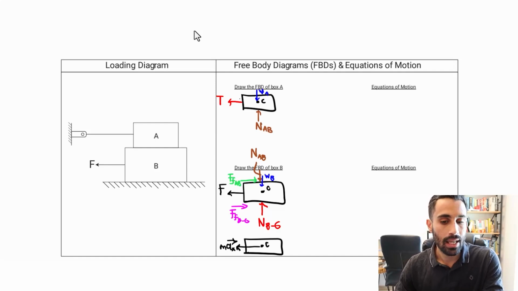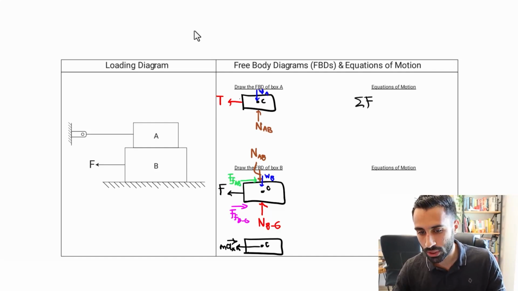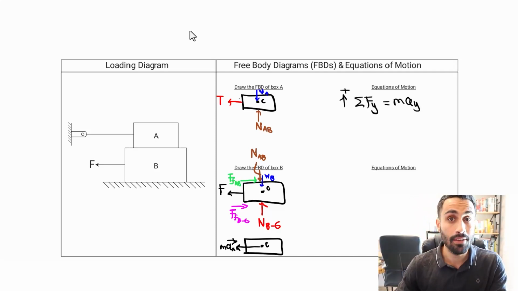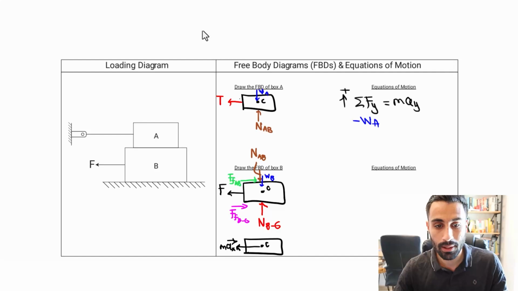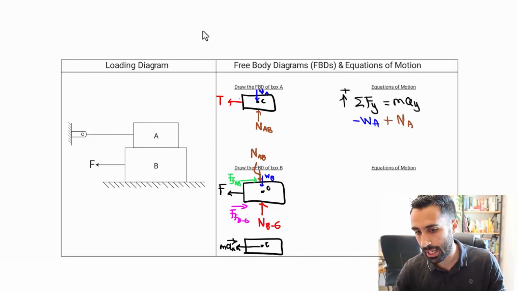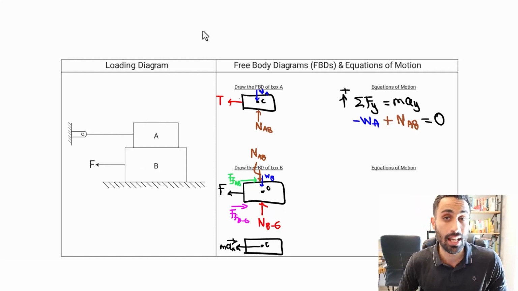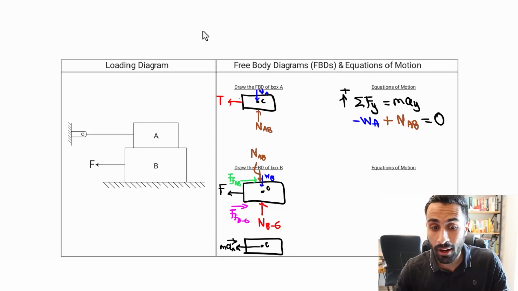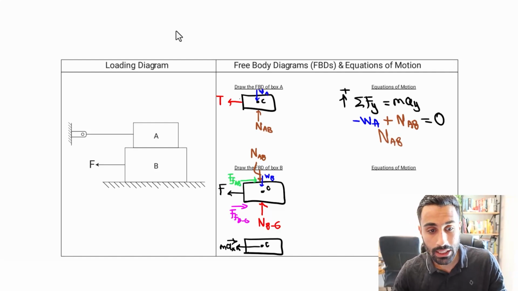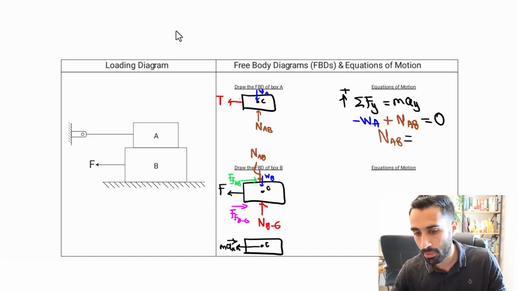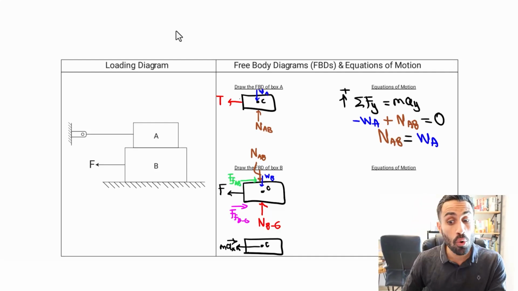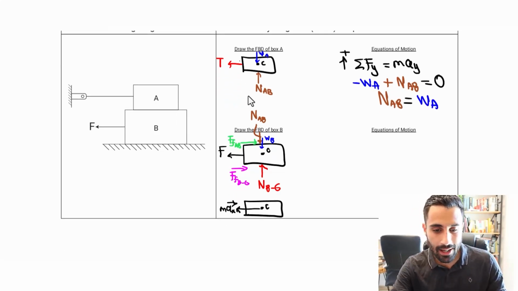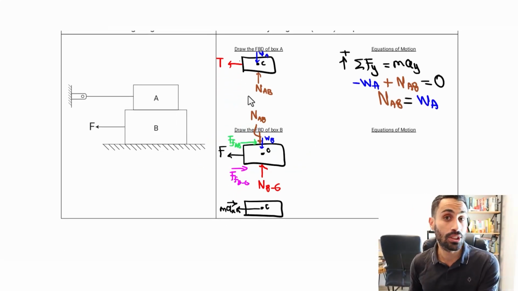This one's easy because it's only in the y. So what we would do is sum of the forces in the y equals mass times acceleration in the y. Going up is positive. And we have negative W_A, plus the normal force between A and B, and that equals 0. It's not moving in the y. It's just going to stay static. What we can do for this is find the normal between A and B is going to equal the weight of box A, which is good to know because that normal is going to get carried into this free body diagram and those equations of motion.